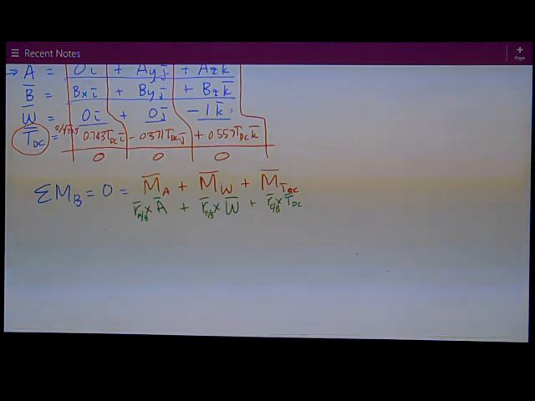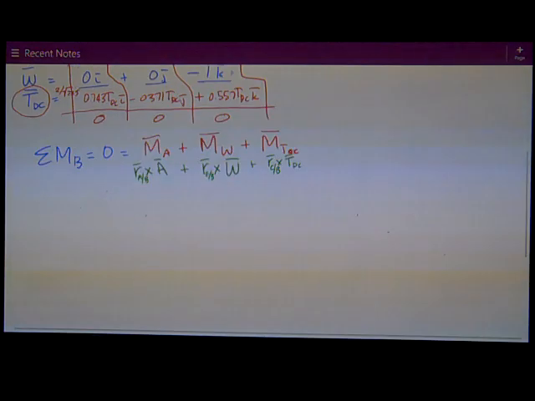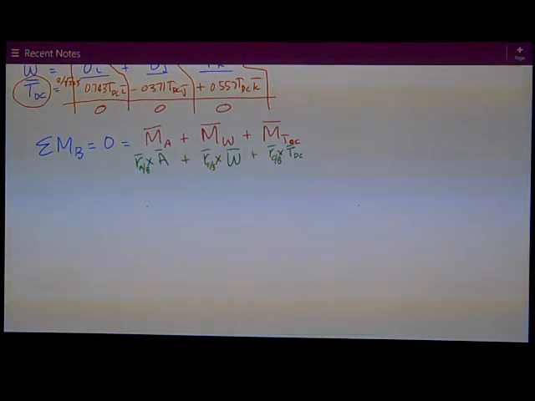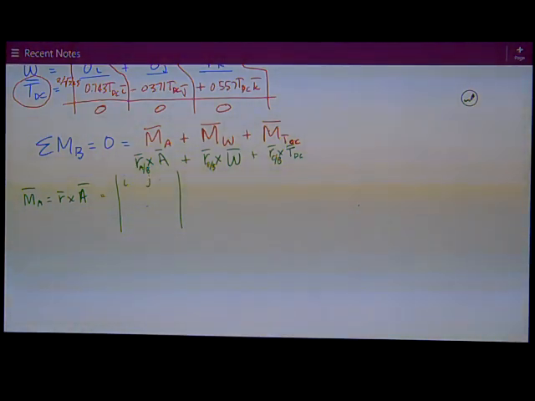So now I see I have 3 cross products. I'm going to have 3 determinants. So let me write them out in a vertical form. I've got MA, which is equal to R cross F, this first one. It's really R cross A. That's going to give me a 3x3 determinant that looks like this, and then I'm going to evaluate it. I know it's got IJK on the top.